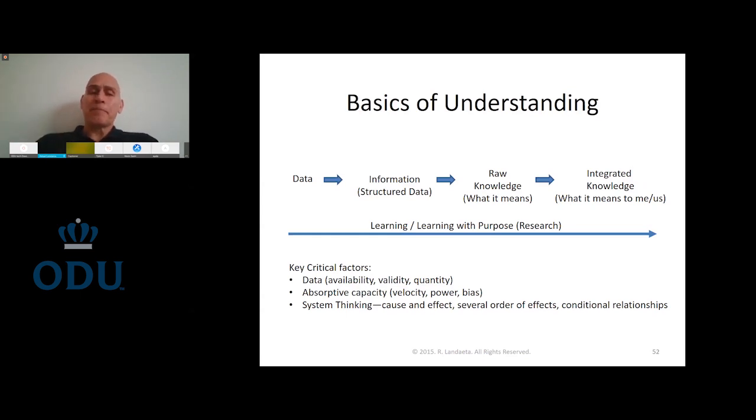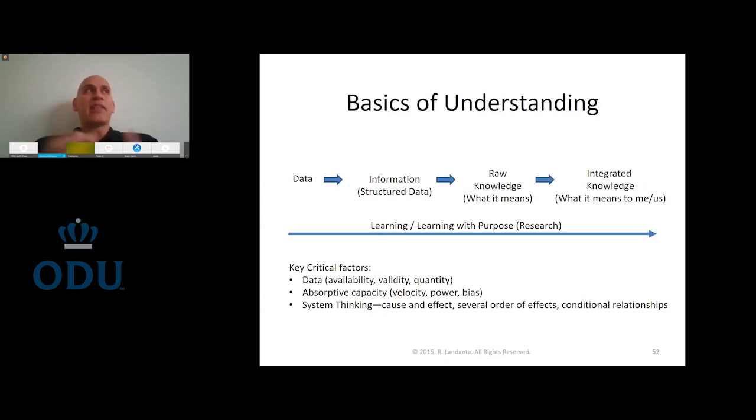So, there are three critical points with respect to building understanding. What is the data? How available it is? How valid that data is, and how much data you actually have. What is your absorbing capacity, or the capacity to understand the data so that it becomes information, raw knowledge, and integrated knowledge? And what is that brain power that you have? And also, what is the bias that you may have to understand the data? So those are important aspects.